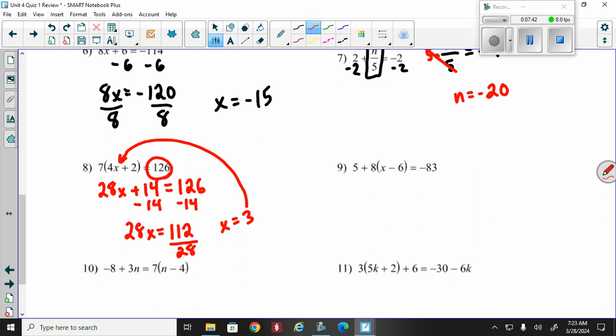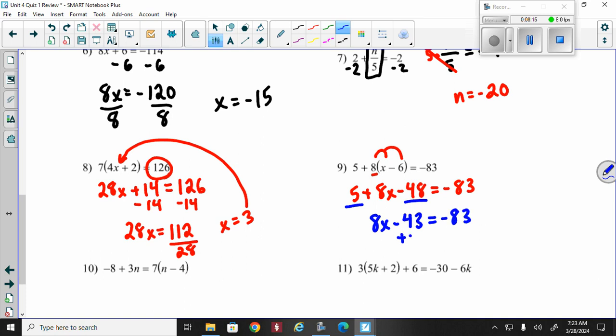All right, so question number 9. Now, don't make this mistake by adding 5 and 8. You cannot add 5 and 8. That's not okay. So this 8 is attached to the parenthesis, which means you have to distribute first. So 5 plus 8x minus 48 is equal to negative 83. Now, how you do this at this point depends on your comfort level. I'm going to go ahead and combine 5 and negative 48. So when I do that, I get 8x minus 43 is equal to negative 83.